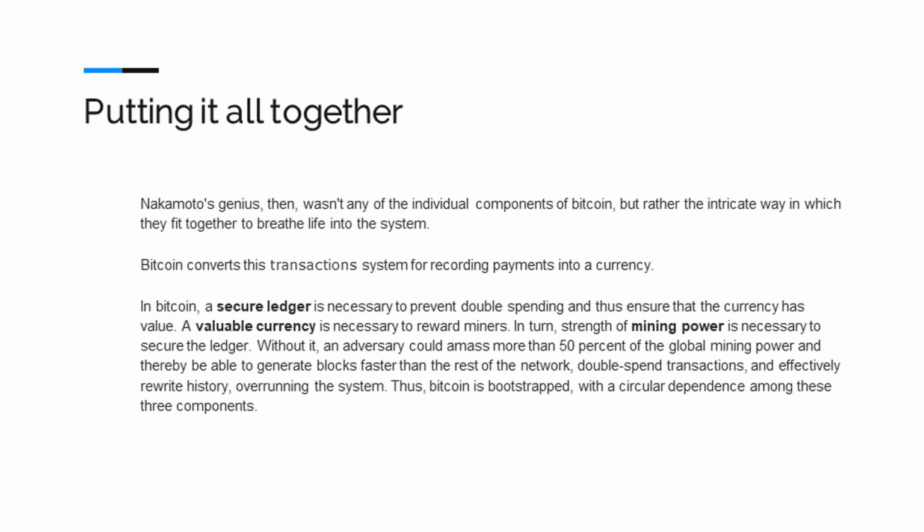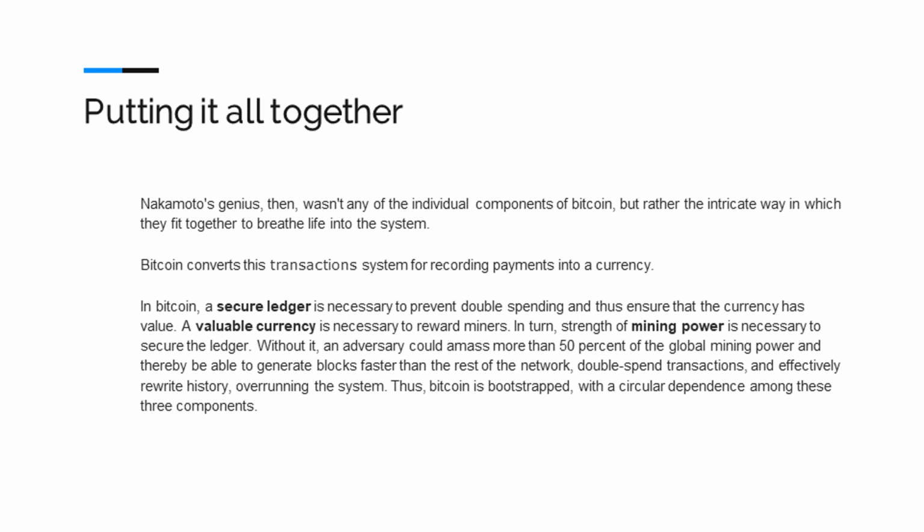Nakamoto's genius then wasn't any of the individual components of Bitcoin, but rather the intricate way in which they fit together to breathe life into the system. The timestamping and Byzantine agreement researchers didn't hit upon the idea of incentivizing nodes, nor until 2005 of using proof of work to do away with identities. Conversely, the authors of Hashcash, B-Money, and Bit Gold didn't incorporate the idea of a consensus algorithm to prevent double spending.